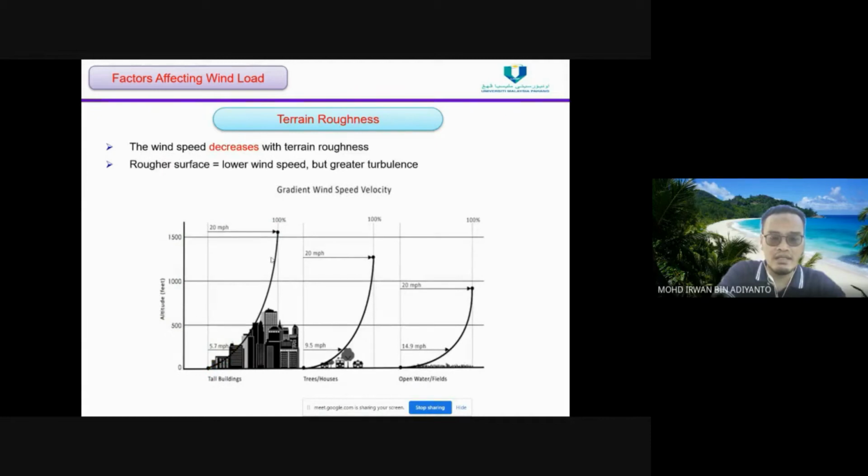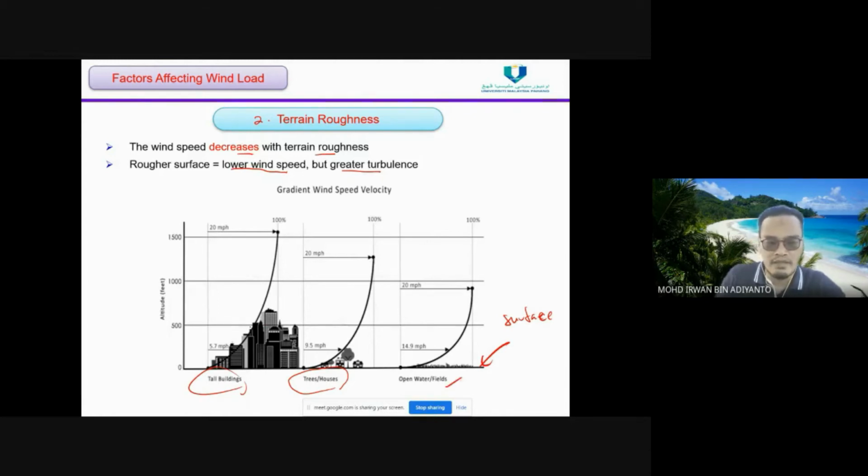Then the second factor is the terrain roughness. The wind speed decreases with the terrain roughness. The rougher the surface, the lower the wind speed, but it will create greater turbulence. As we can see here, this is the surface of the Earth. What is on the surface? We have tall buildings, we have trees and single dwellings, and open water or open field.